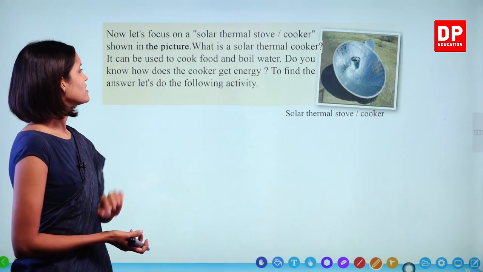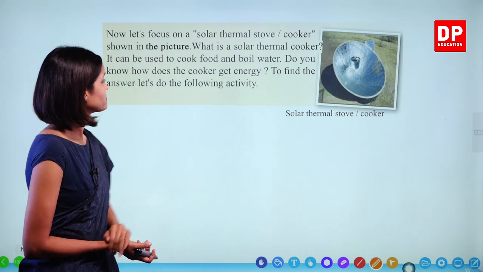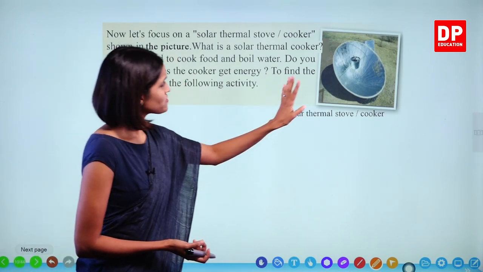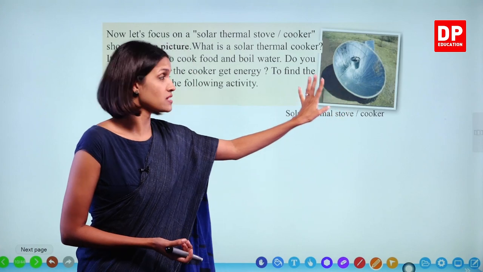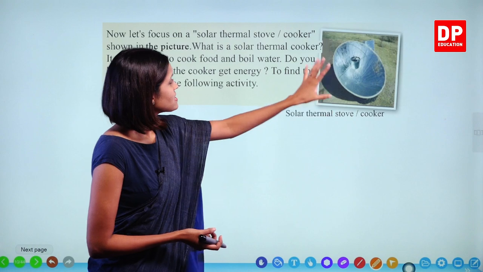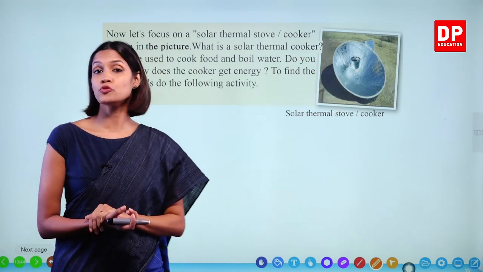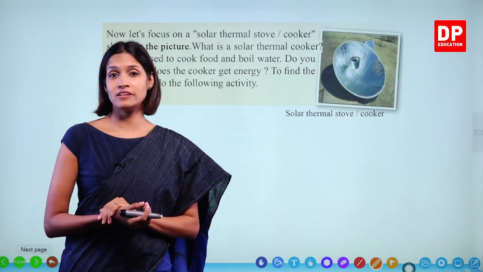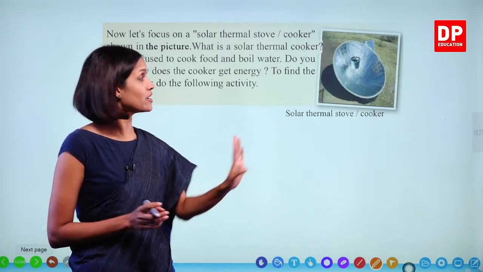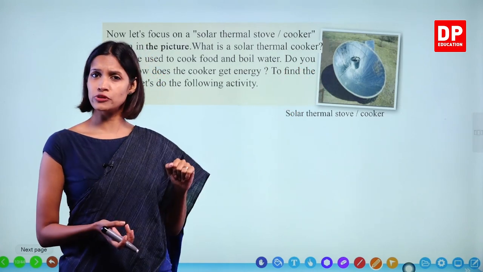Okay, children. Look at this picture. Let's focus on a solar thermal stove or cooker. So what is this solar thermal cooker or solar thermal stove, children? Some of you must have seen these types of solar thermal cookers, at least in pictures. So remember, this is a large cooker that in some countries people use in outdoor activities, in outdoor cooking, right? In beach areas and even in their home gardens, sometimes you can use these types of cookers.